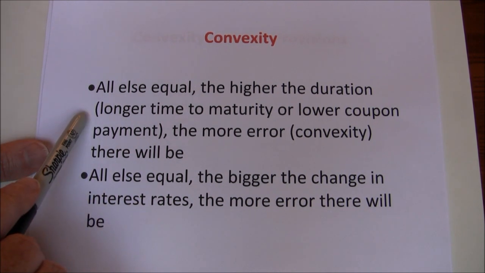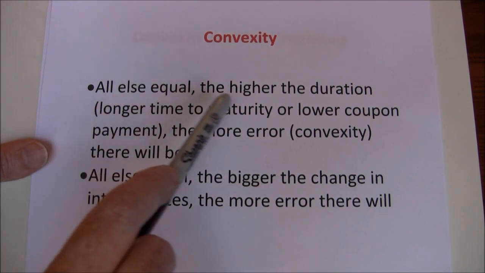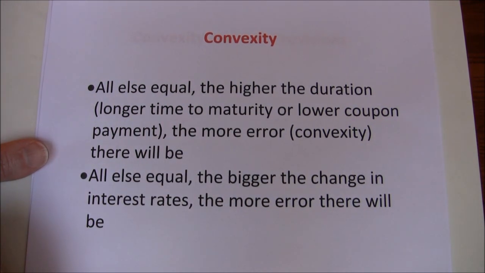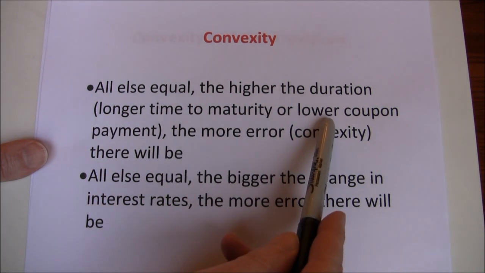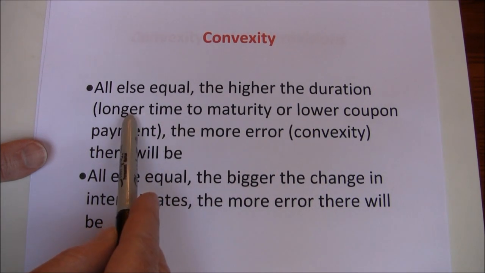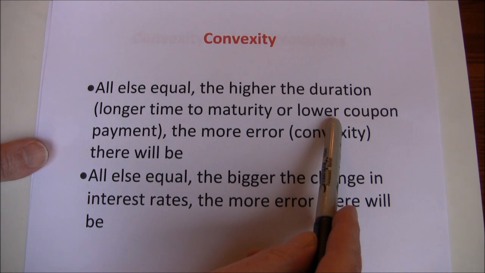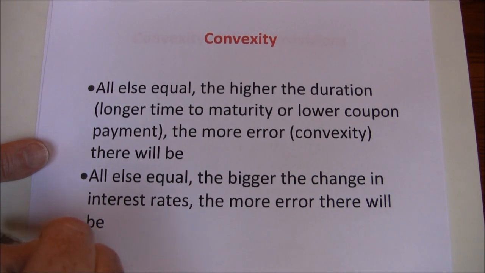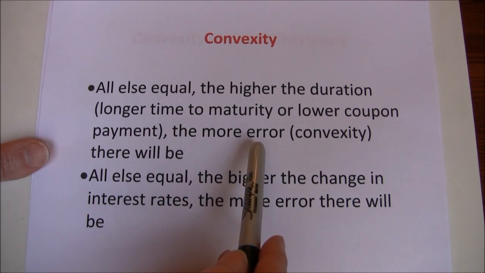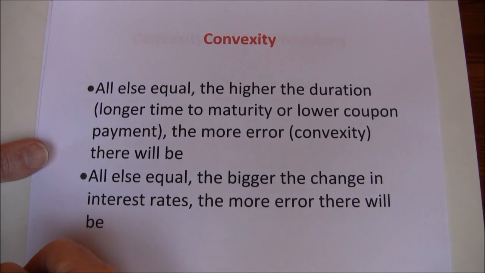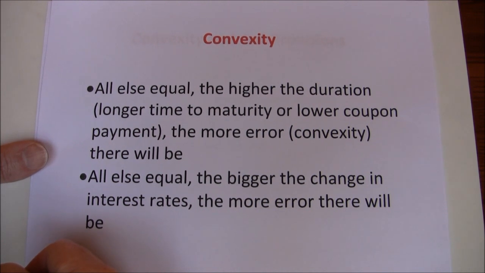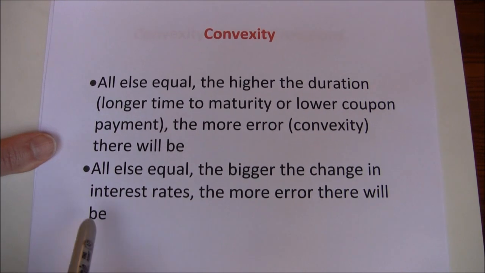How much error depends on the bond. All else equal, the higher the duration of the bond, and remember, long time to maturity means high duration, low coupon means high duration, so a longer time to maturity and or a lower coupon payment is going to mean there's going to be more error. The bond is more convex, and so duration will be less accurate. Duration works best for short-term high coupon payment bonds. It works worse for long-term low coupon payment bonds.